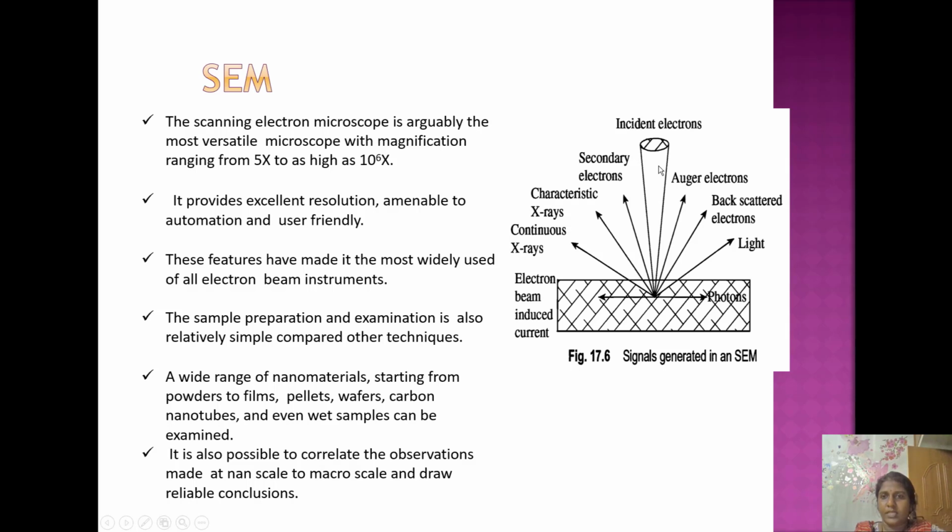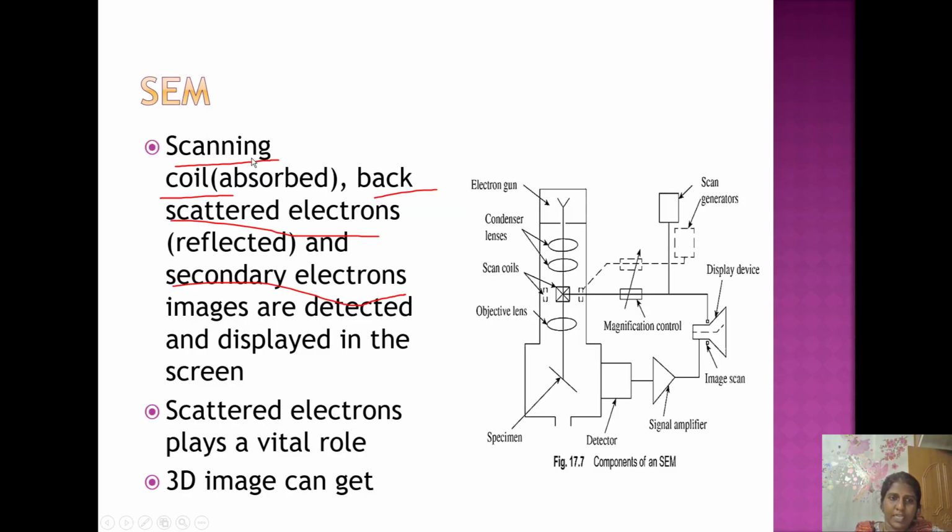As we discussed in the TEM, electrons are hit on the sample. Some electrons are diffracted, that is backscattered electrons, light, Auger electrons, secondary electrons, and X-rays. These are the signals. Scanning electron coil, backscattered electrons, and secondary electrons play an important role.